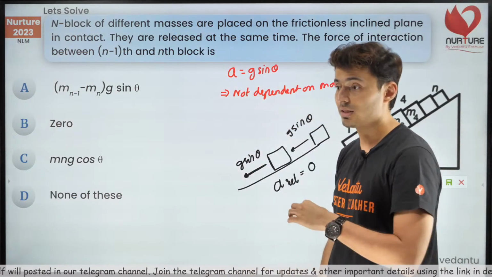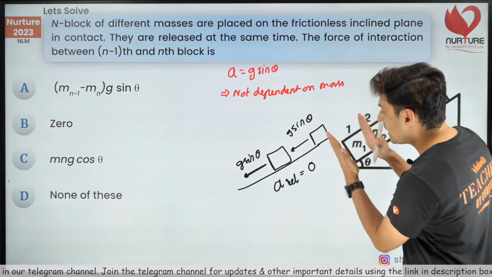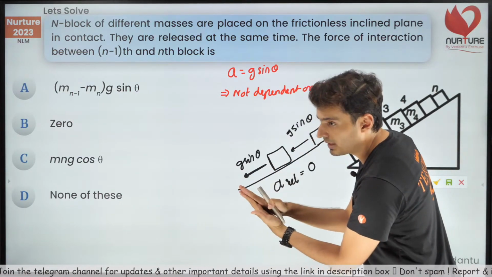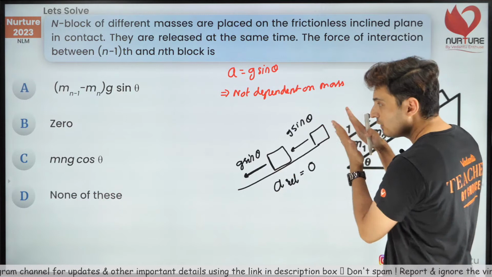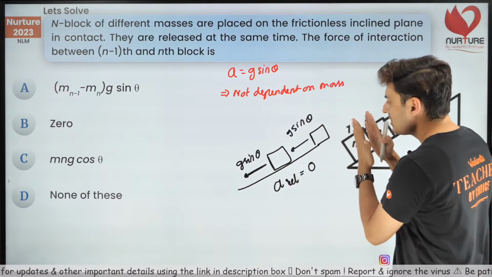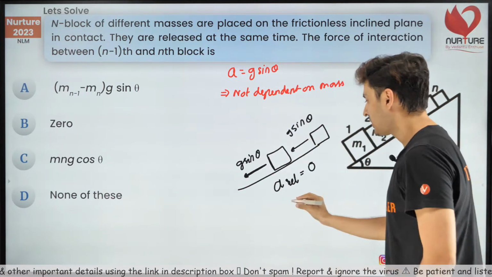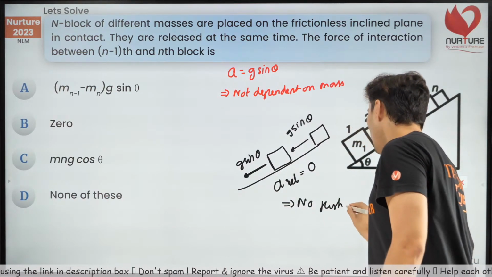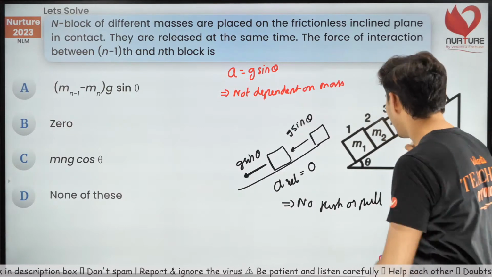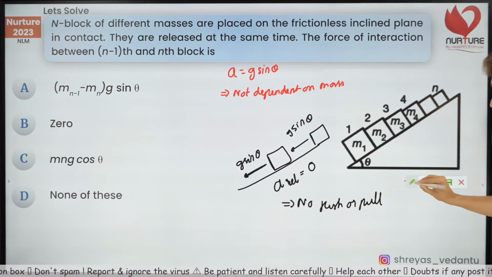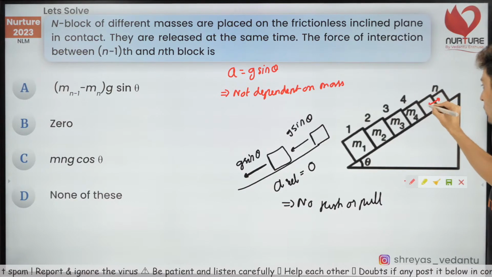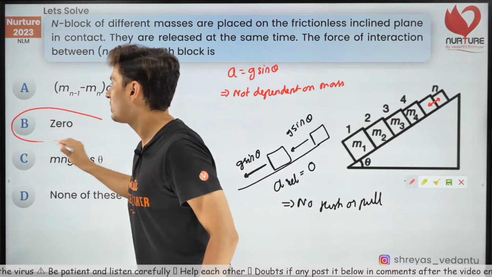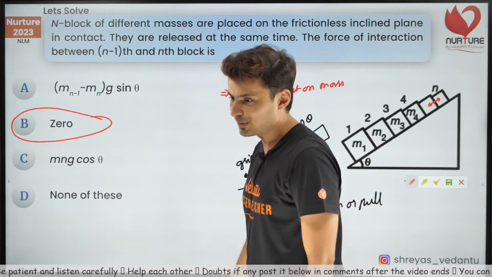Now if the relative acceleration is 0, think: both are coming down simultaneously. The upper one is not pushing the lower one, nor are they separating. So if both are coming together, there is no push or pull between any of these blocks. The question asks what the force between these blocks is. Since there is no push or pull, the answer is option B, which is 0. I hope this is clear.